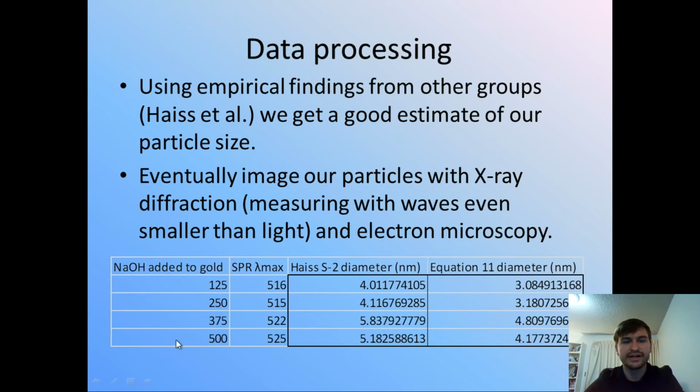On the bottom here I have an example of one of our trial runs. We have our 4 different amounts of sodium hydroxide added to our gold solution, and our characteristic surface plasmon resonance peak, that's lambda max as a wavelength. There's a general trend that our wavelength is redshifted as the particles get larger as we increase the sodium hydroxide concentration in gold. And it's about 3 to 5 nanometers consistently.